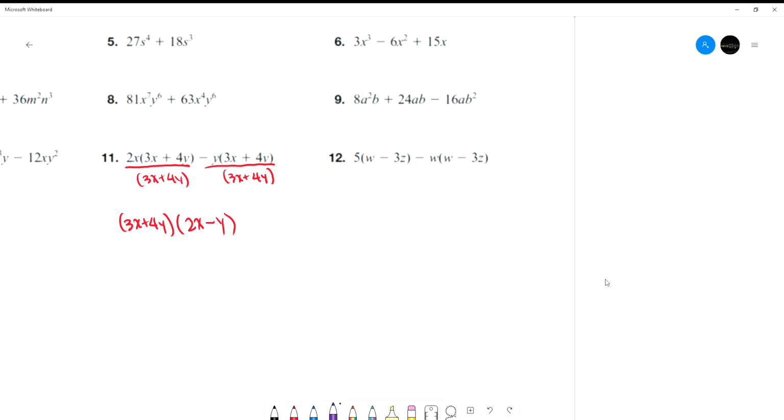All right. What's our GCF here? W minus 3z. So we'll divide each term by w minus 3z, right? So these cancel out, these cancel out. So we get w minus 3z in parentheses times 5 minus w. Okay? Any questions with that?